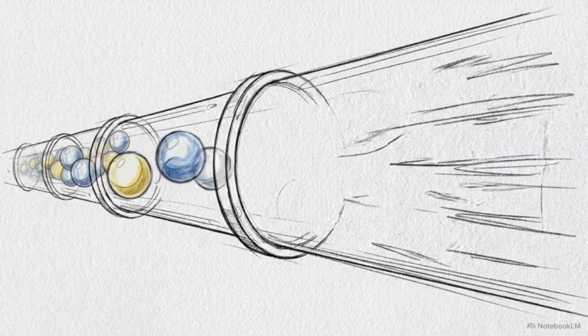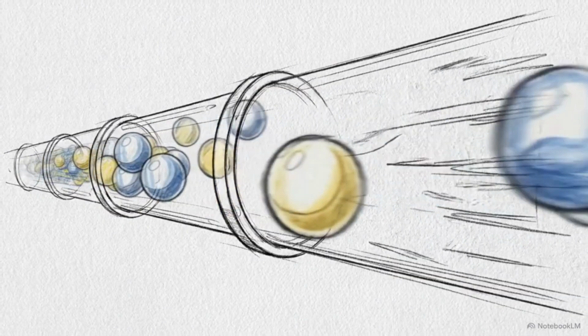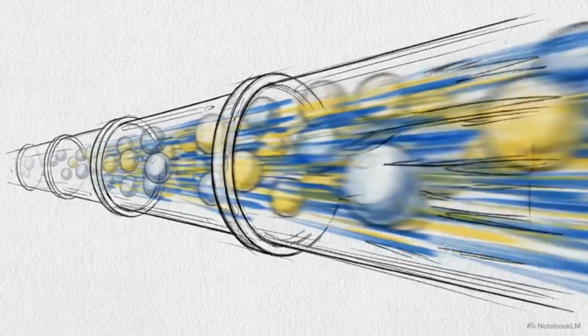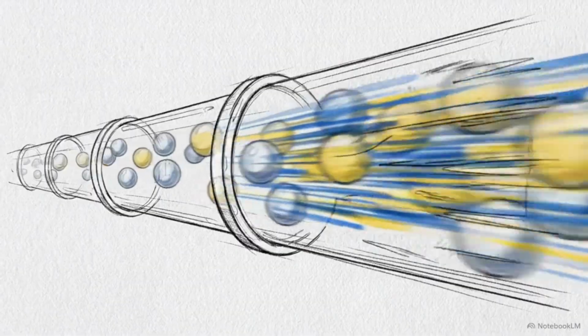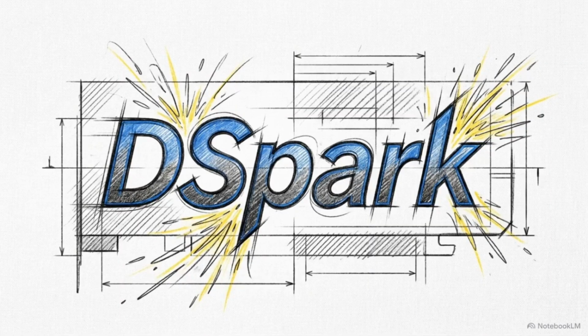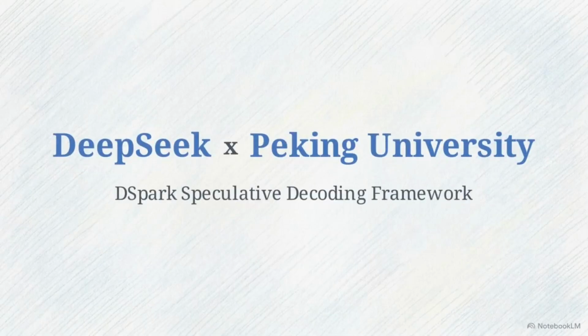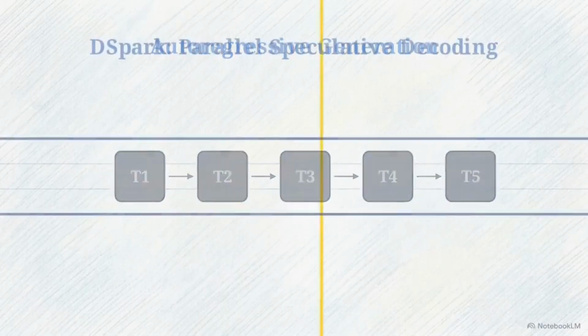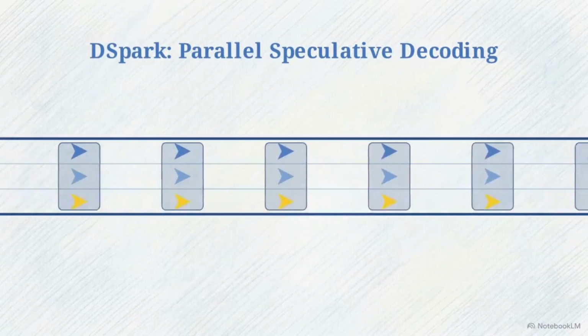Imagine feeding a massive prompt into your local AI model and watching the response generate up to 85% faster with zero drop in reasoning quality. That jump in speed comes from DSpark. Developed by DeepSeek and Peking University, it is an open-source speculative decoding framework designed to rewrite how tokens are generated.